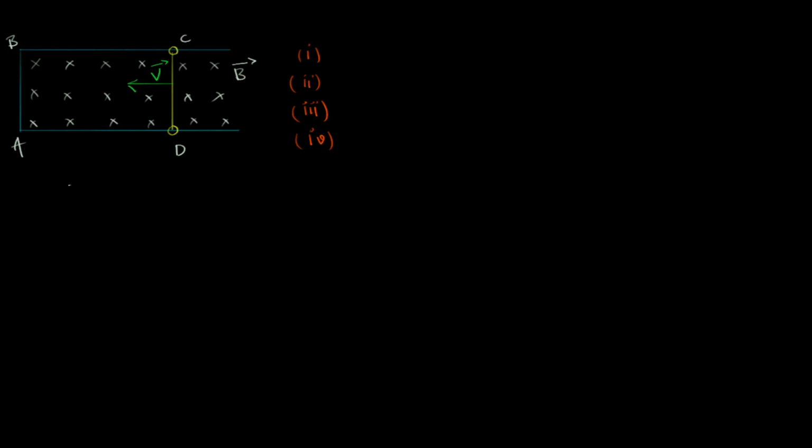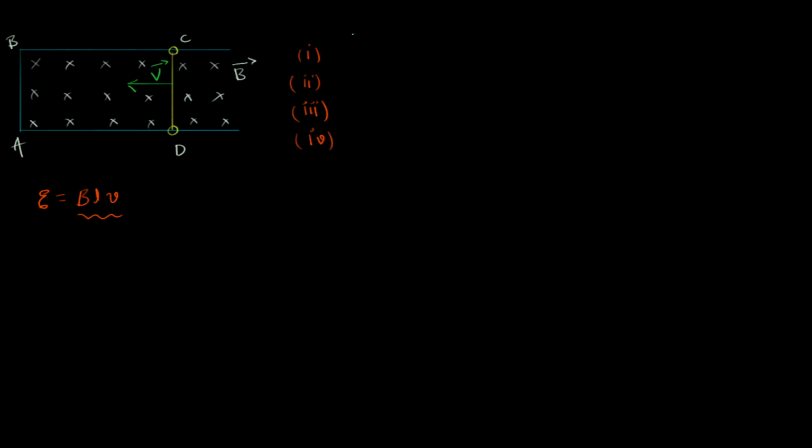Alright, now that we have understood how to find the magnitude of EMF in the case of motional EMF, it turns out that the magnitude of EMF was BLV, in this case at least. So the magnetic field is B, the length of the rod CD is L, and it is sliding to the left with velocity V, so the EMF turns out to be BLV.